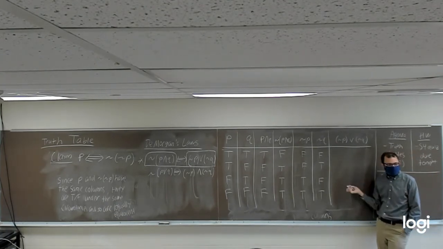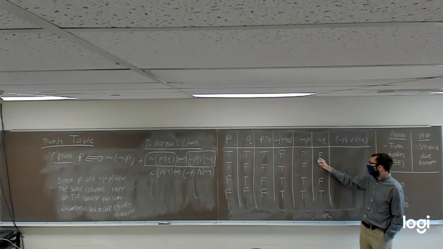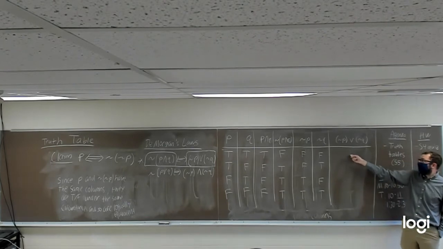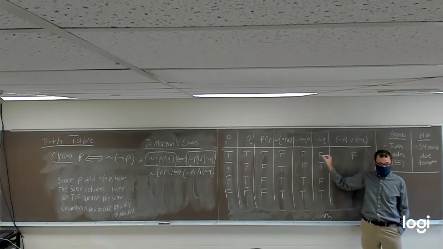What is that column going to look like? So if not P is false and not Q is false, and if these are false individually, what would be our value for not P or not Q? That one's going to be false since both of the two individual pieces are false.